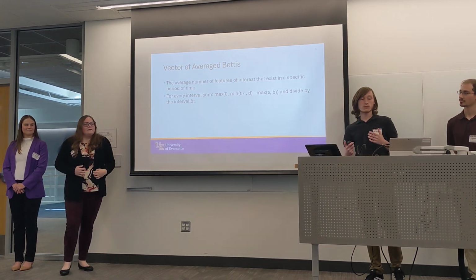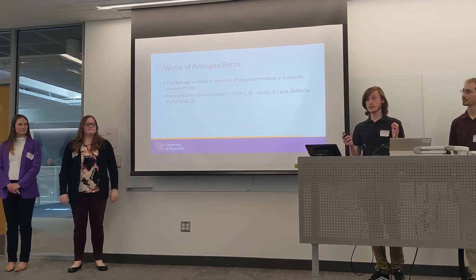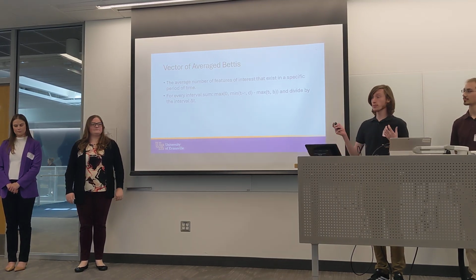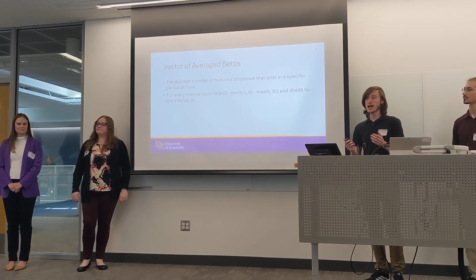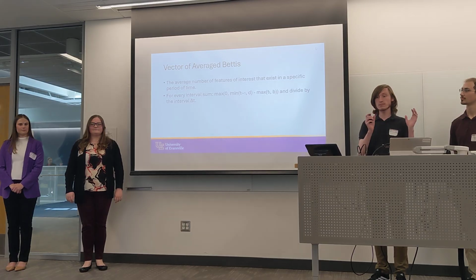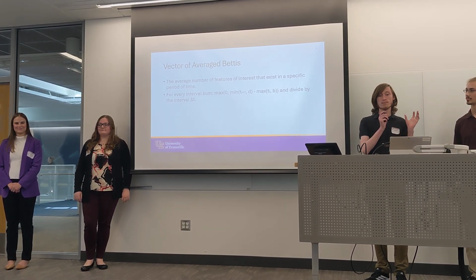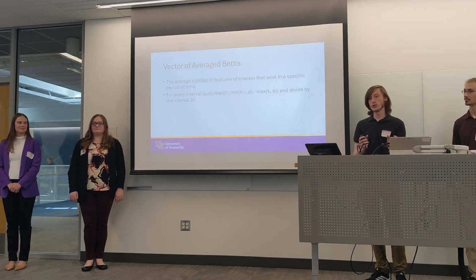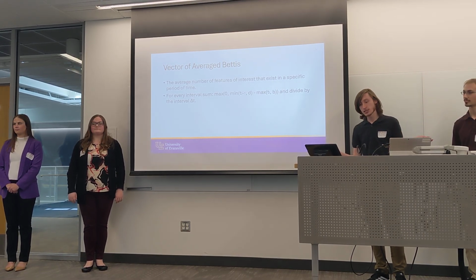To use it in a statistical model, we need to get a single number from this process of lower star filtration. So from the graph, we do lower star filtration, and then we get the persistence diagram that you saw earlier. From the persistence diagram, we take a set number of equally spaced intervals, and we calculate how many intervals there are on average within that interval. We do this separately for Betti 0 and Betti 1.